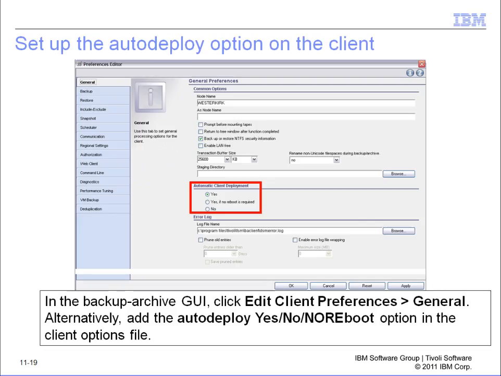Then in your preference editor of your backup archive GUI, this is where you let the client determine, yes, you will allow automatic client deployment. Yes, you're going to allow automatic deployment only if a reboot is not required, or no, you don't want to use client deployment. The middle option, yes, if reboot is not required, means that for any update that the client doesn't need to be rebooted, go ahead and do it. Any client update that will require a reboot, don't do it.